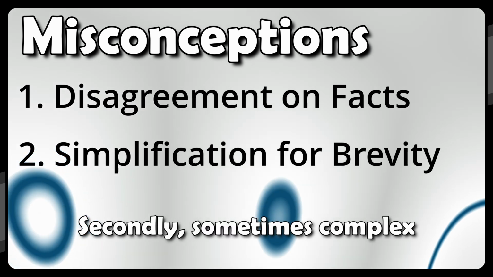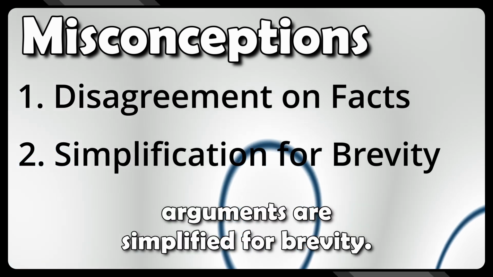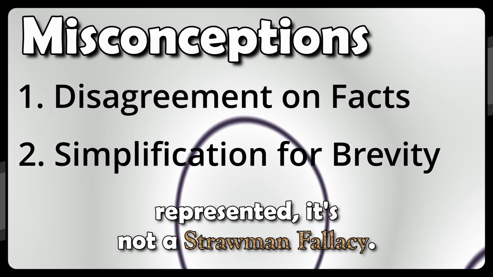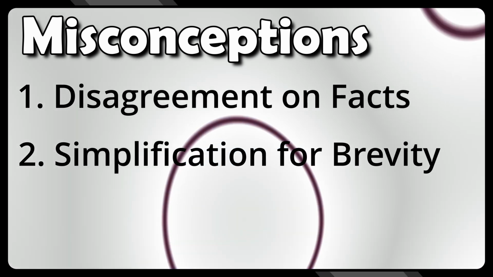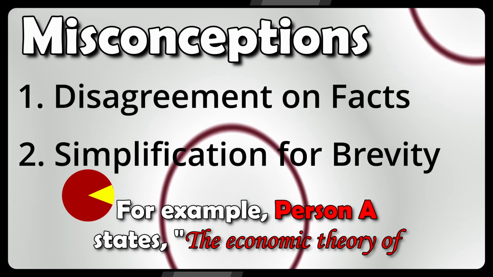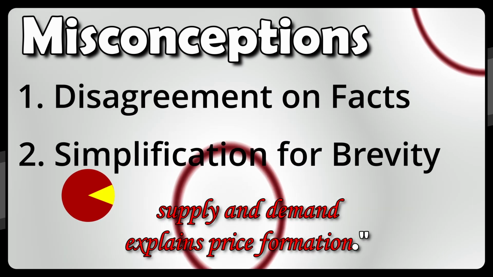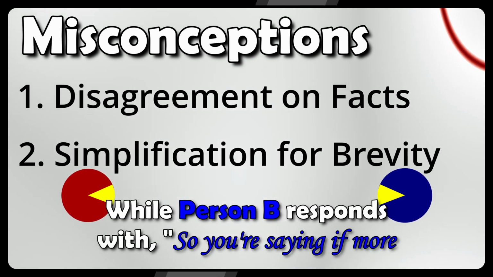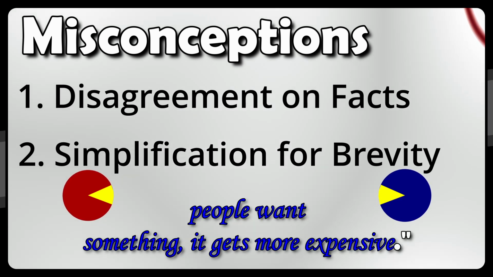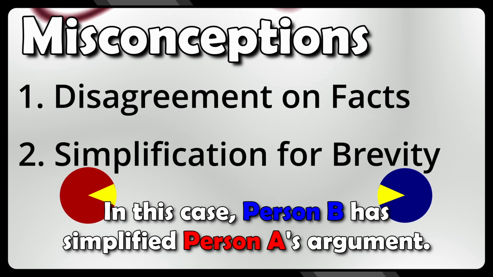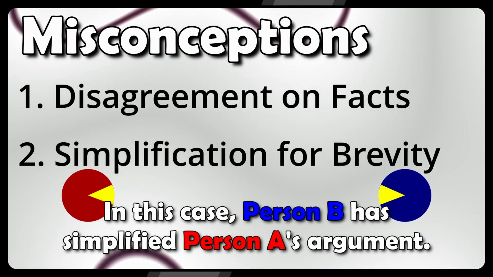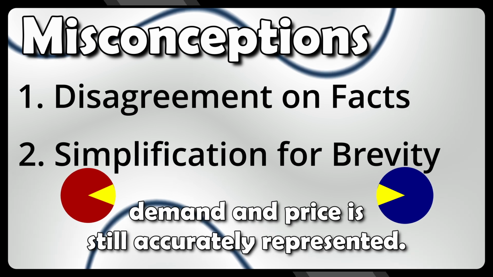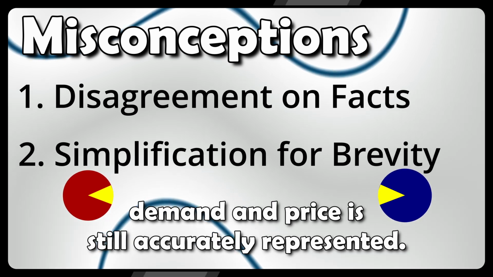Secondly, sometimes complex arguments are simplified for brevity. As long as the core of the argument is still accurately represented, it's not a strawman fallacy. For example, person A states, "The economic theory of supply and demand explains price formation." While person B responds with, "So you're saying if more people want something, it gets more expensive." In this case, person B has simplified person A's argument, but the essence of the argument, the relationship between demand and price, is still accurately represented.